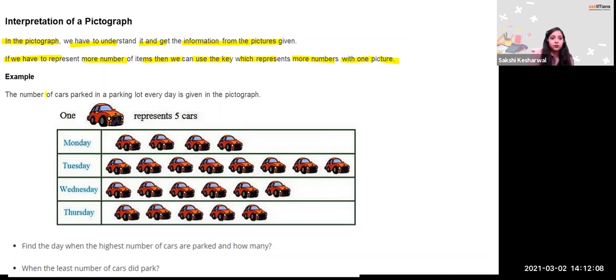So it says the number of cars parked in the parking lot every day in the pictograph. So what does it say? One car represents how many cars? 5 cars. So one small car is equal to 5 cars. On Monday, how many cars are parked? It is 5 plus 5 plus 5 plus 5. So this is 5 into 4, which is equal to 20, right? Now Tuesday: 1, 2, 3, 4, 5, 6, 7, 8. So it will be 5 into 8, which is equal to 40. 40 cars will be parked on Tuesday, right?